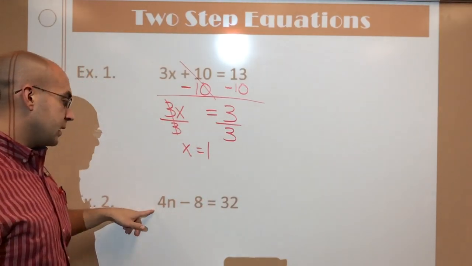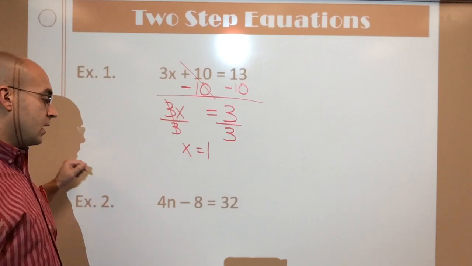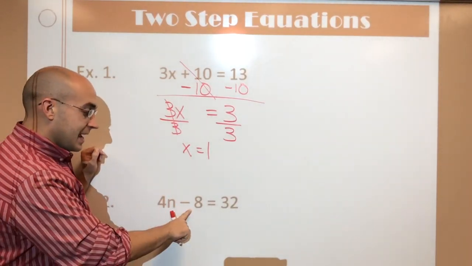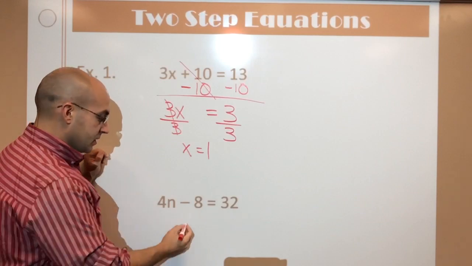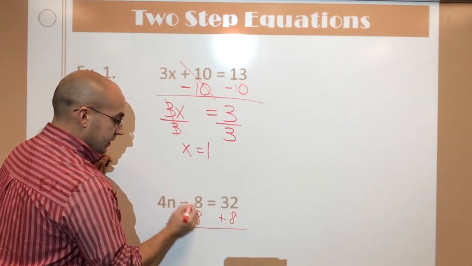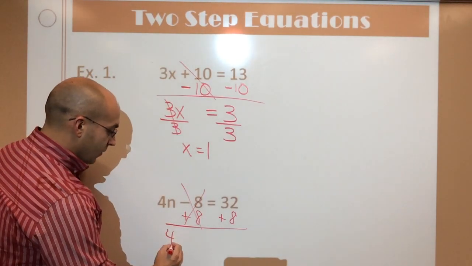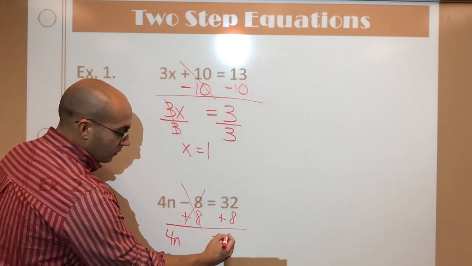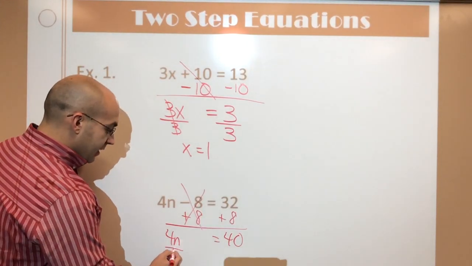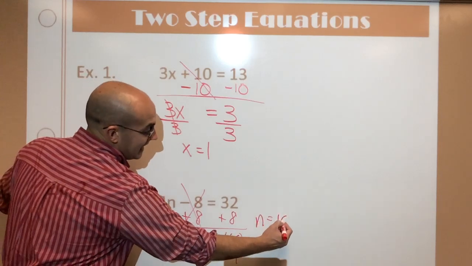Okay? Next one here. If you want to go ahead and try it on your own, pause me. If not, I'm going to work right ahead now. So again, kind of the same thing as the top one. I've got a negative 8 here, so I've got to do the opposite, which is add 8 to both sides of the equation. Now I'm going to say this is gone, right? Wave goodbye to it. I'm left with 4n, and that's going to equal 40. Okay, now I've got a simple one-step equation. I'm going to divide by 4 on both sides, and I'm going to be left with n equals 10.